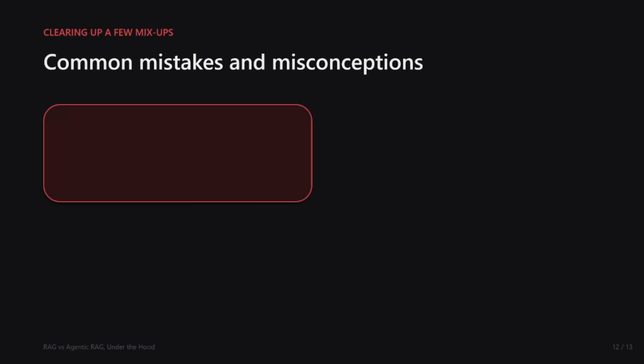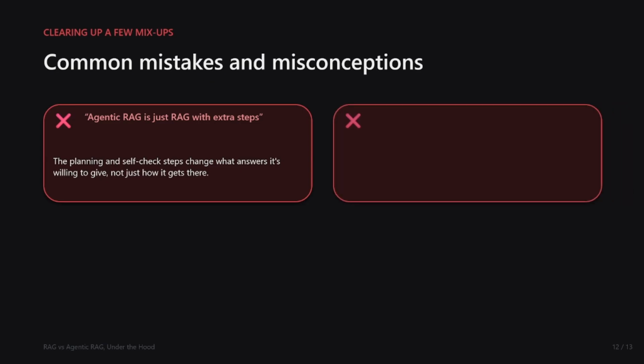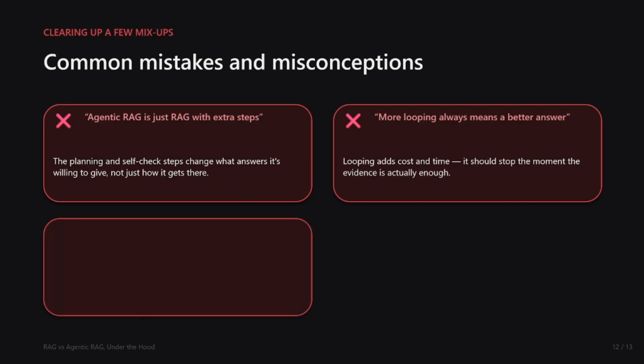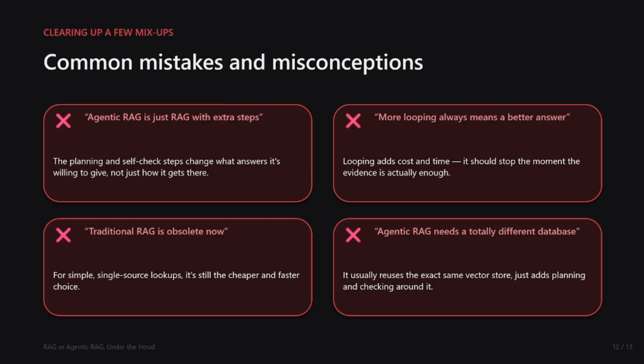There are a few common misunderstandings. First, agentic RAG is not just traditional RAG with extra steps. The planning and checking change the quality of the answer. Second, more looping does not always mean a better answer. After enough evidence is found, the system should stop. Third, traditional RAG is not obsolete. It is still useful for simple single source questions. Fourth, agentic RAG does not always need a totally new database. It can often use the same vector store, but with planning and checking around it.